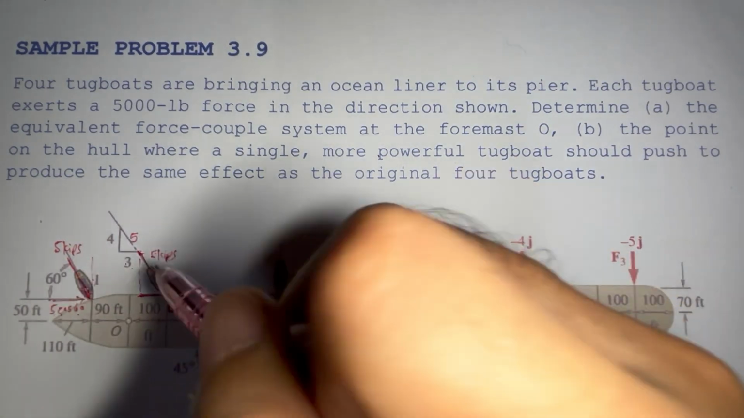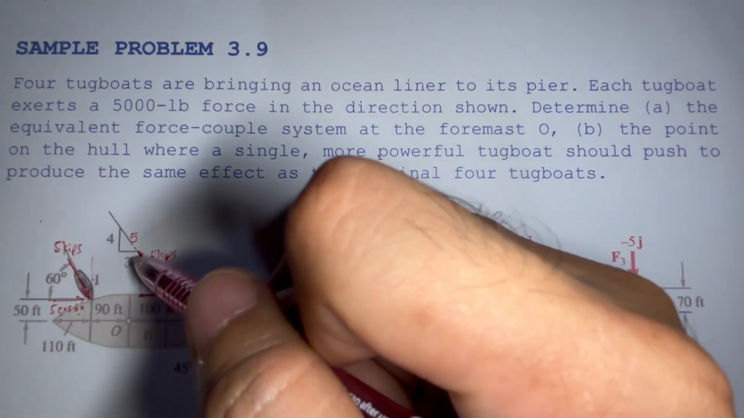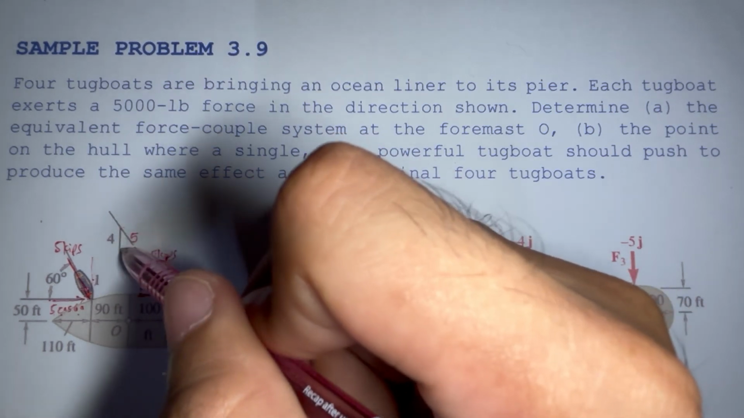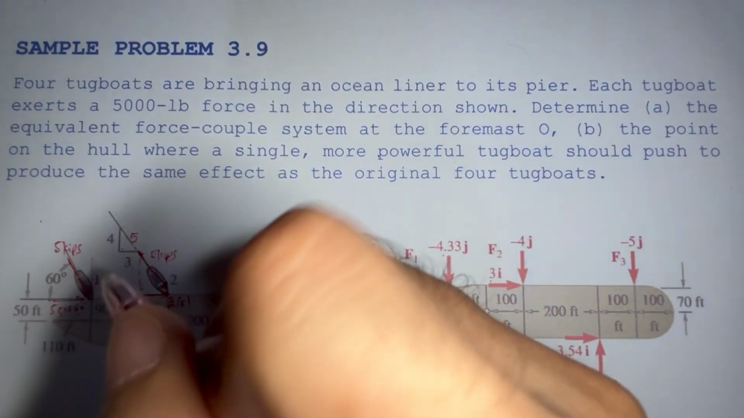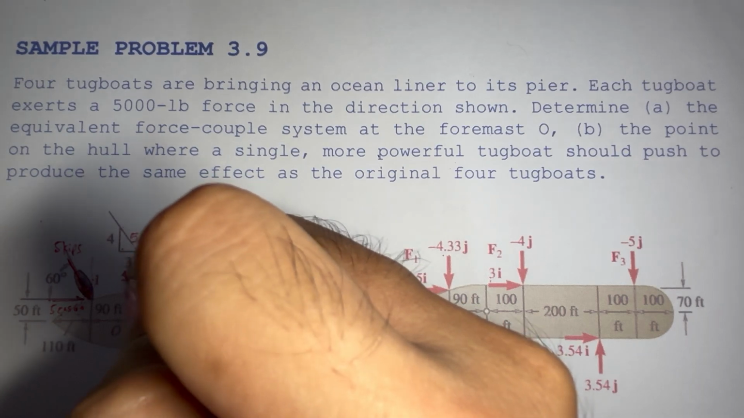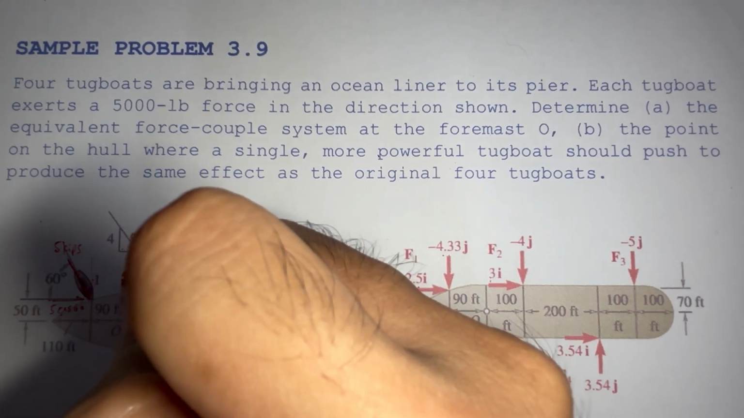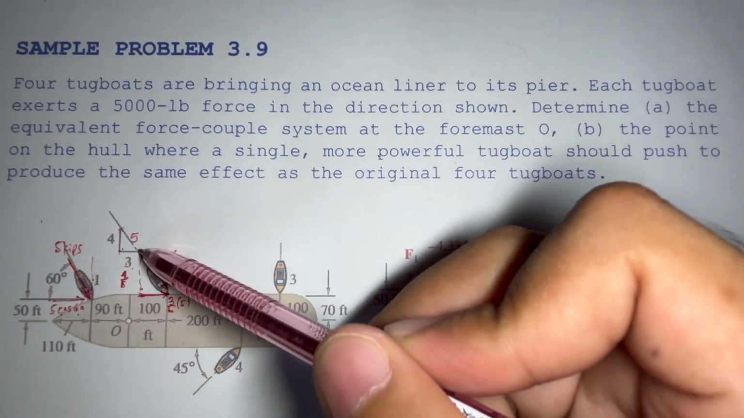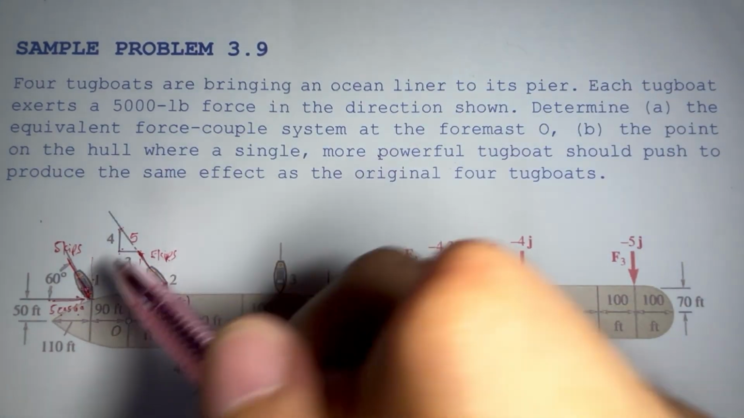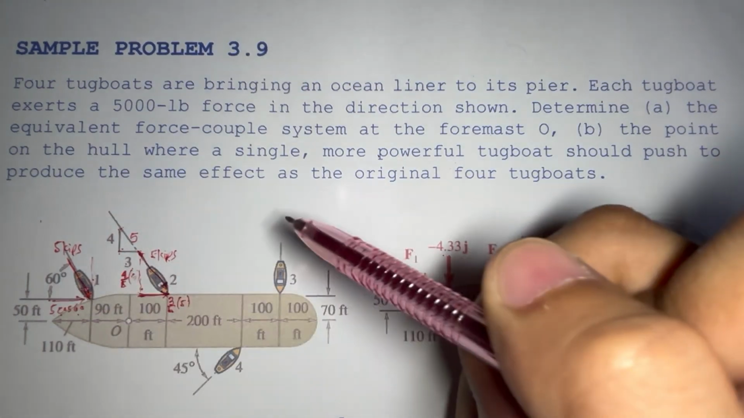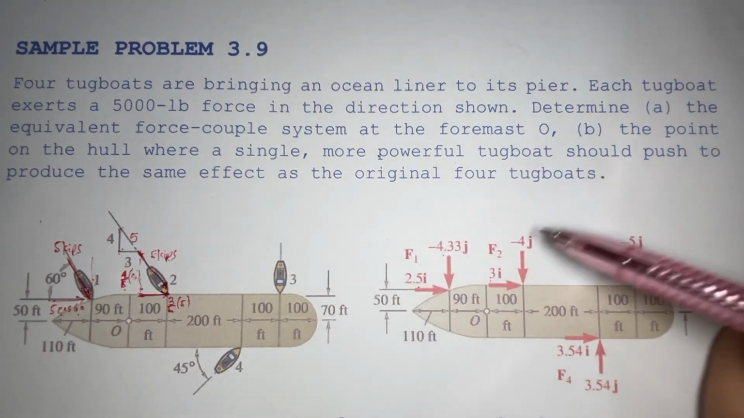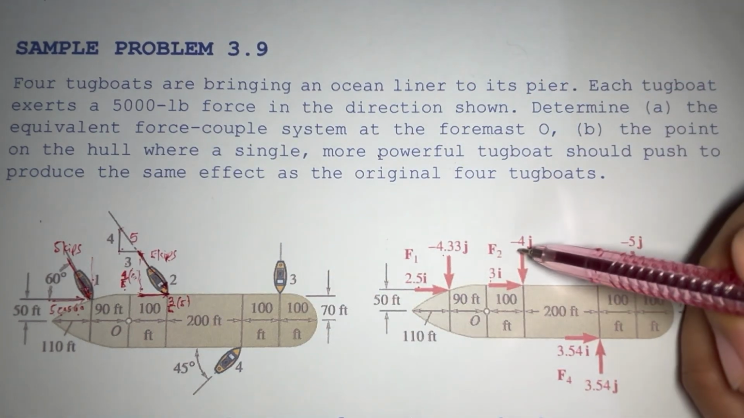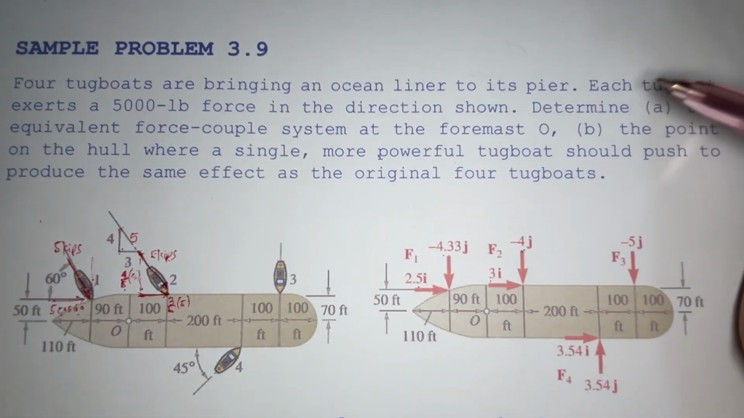To get the vertical component along the y-axis, since this one here is parallel to 4, we simply take the ratio, this part of the triangle divided by the hypotenuse, which is 5, and then multiply it by 5 kips. So 4 divided by 5 times 5, we have here 4. Negative means it's going to the negative y-axis.